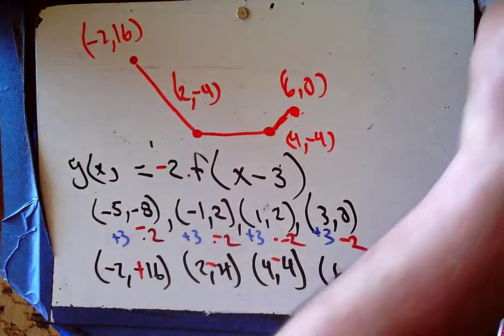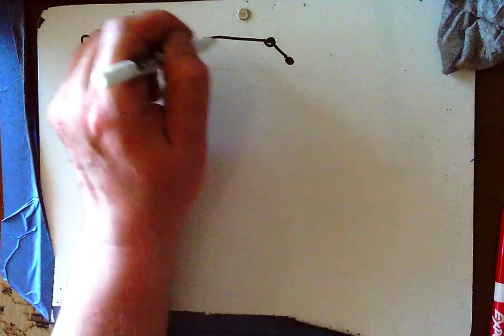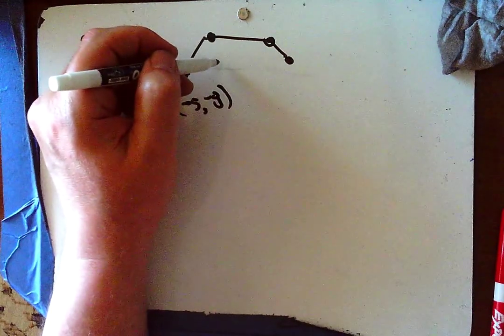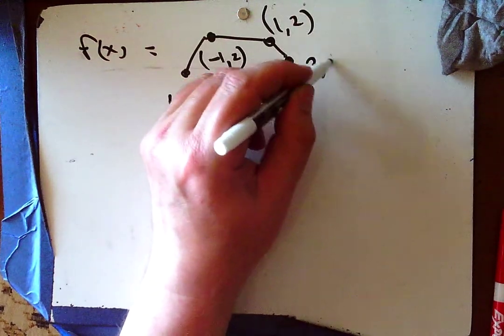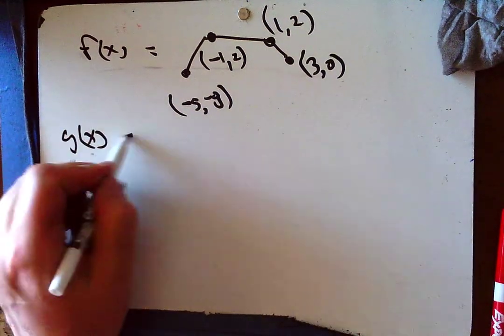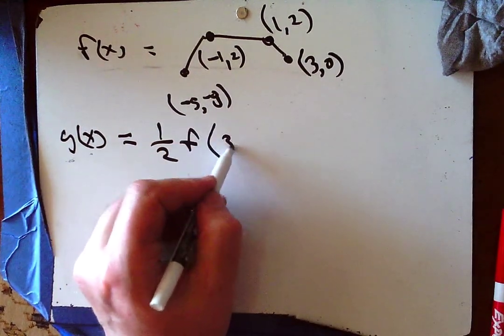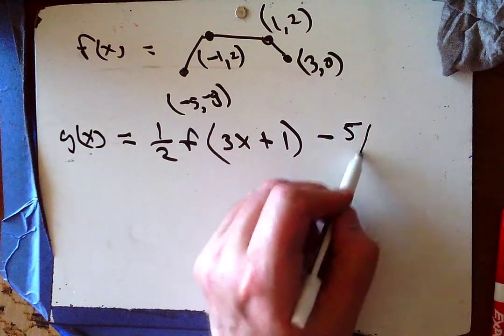Okay? So, let's go back to putting this reference graph here for you. f of x is going to be this picture for the next few problems. We've got this point here at (-5, -8), and this one here at (-1, 2), and this one here at (1, 2), and this one at (3, 0). Okay, there's our f of x, and would you please graph g of x, which is 1/2 f of (3x + 1) minus 5/2.